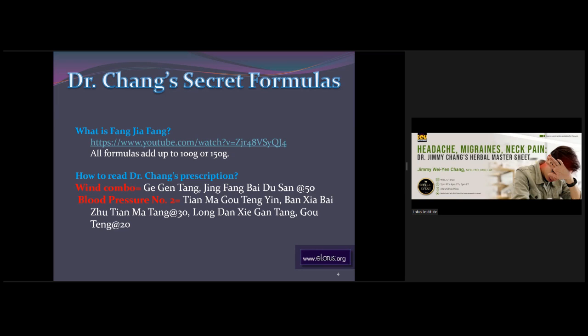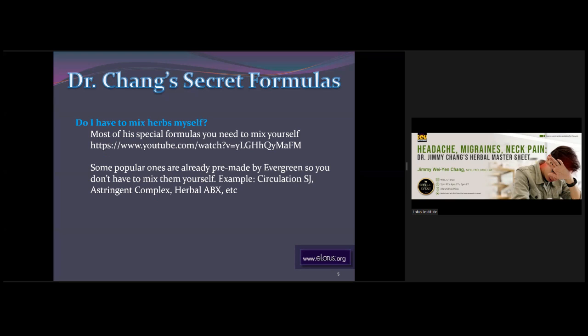You're so smart. Okay, so do you have to mix herbs by yourself? You certainly can. Some formulas such as circulation sanjiao, astringent, and herbal ABX have already been pre-mixed as collection formulas. These are Evergreen's proprietary line. And many of the new formulas are not pre-mixed because Dr. Chang is still customizing them. So feel free to mix them on your own, or you can modify them a bit, so that it's your own formula.